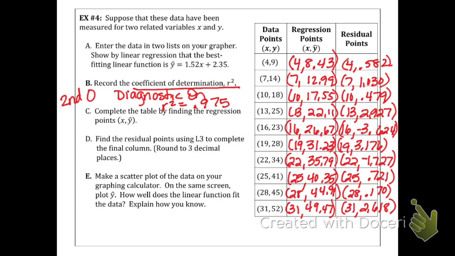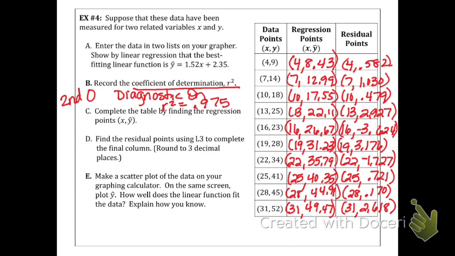All right, so that was D. And then E says make a scatter plot of the data on your graphing calculator. On the screen, plot the predicted Y. How well does a linear function fit the data, and explain how you know.